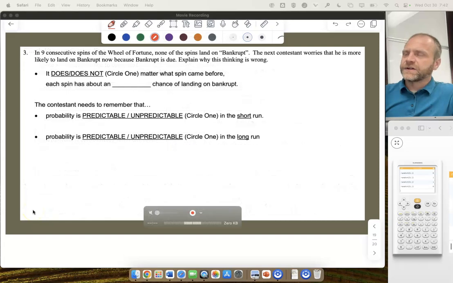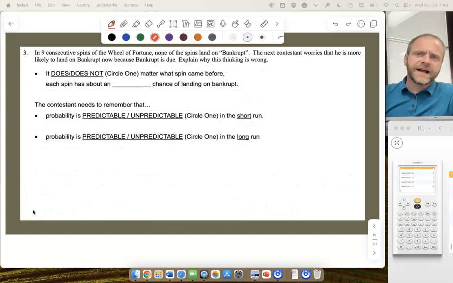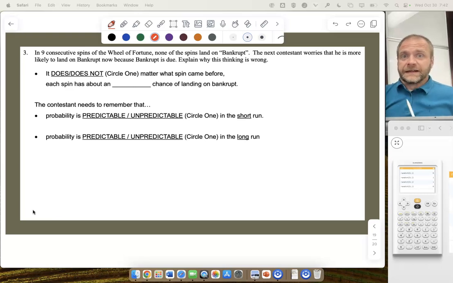So we're going to look at the last question, which looks at the idea that there are 9 consecutive spins on the Wheel of Fortune, 9 in a row, and they do not land on bankrupt. So the next contestant is up, he's ready to spin, and now he's nervous. He's like, well, wait a minute, there's a 1 out of 9 chance of landing on bankrupt. It's got to land on bankrupt now because there's 9 before me that did not. So what's going to happen? What is wrong with this thinking when it comes to the probability with the Wheel of Fortune?